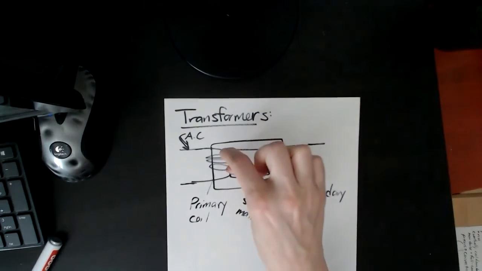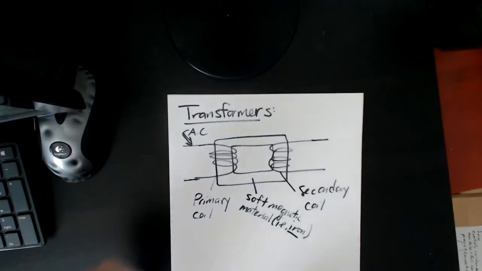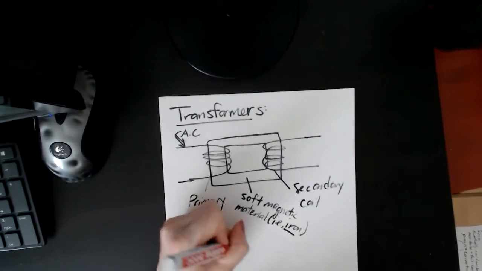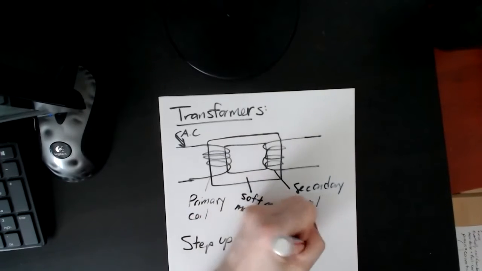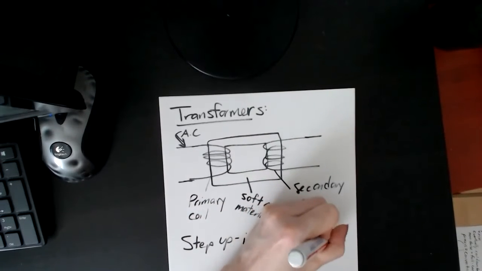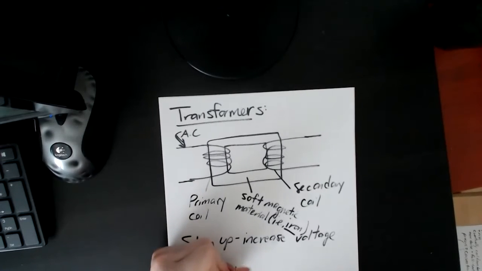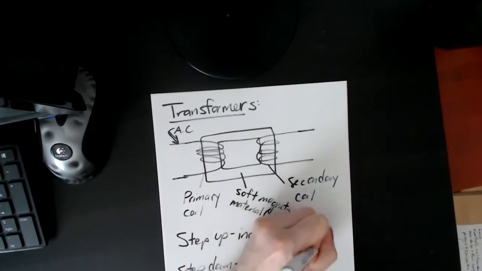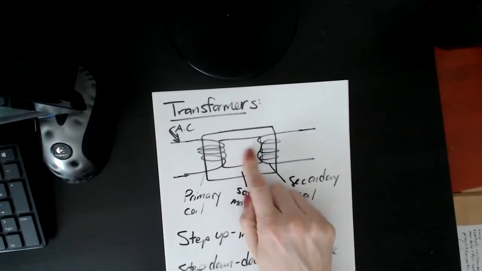So why would you want to have a voltage here that just causes another voltage here? Well, that's why we have the step up and the step down. Step up transformers are going to increase the voltage, and step down transformers are going to decrease the voltage. Now, how do they do that? It's all about the number of coils that you have.